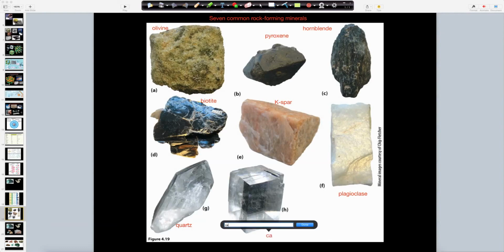And this last one is actually not a silicate. Calcite. Calcite's found in limestone, which is one of a very abundant sedimentary rock. But if you notice, 6 of the 7 common rock-forming minerals are silicates. So calcite is the only one that is not a silicate.